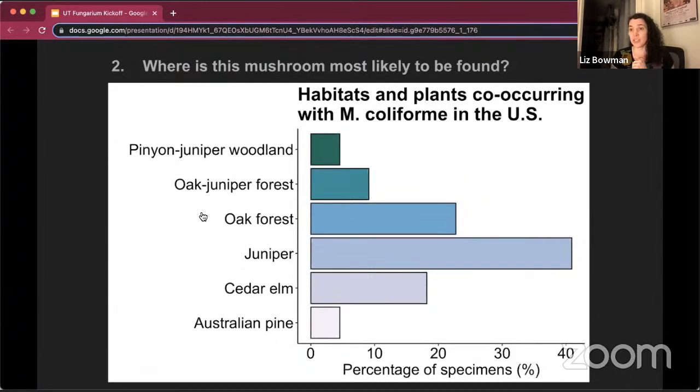But juniper, oak, and cedar elm, which is all found in the Austin area, is where this mushroom is normally found. It's associated with these species. So I would go to a juniper oak forest or a mixed forest in this area.